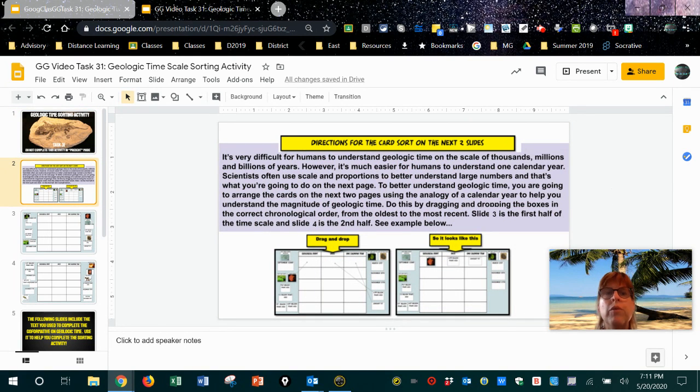So I'm going to read through this. You could fast forward. I'm going to show you how to line things up on the next slide, but I think hearing this is important too. So if you don't want to take the time to read, just listen to me read through it. So directions for the card sort on the next two slides.